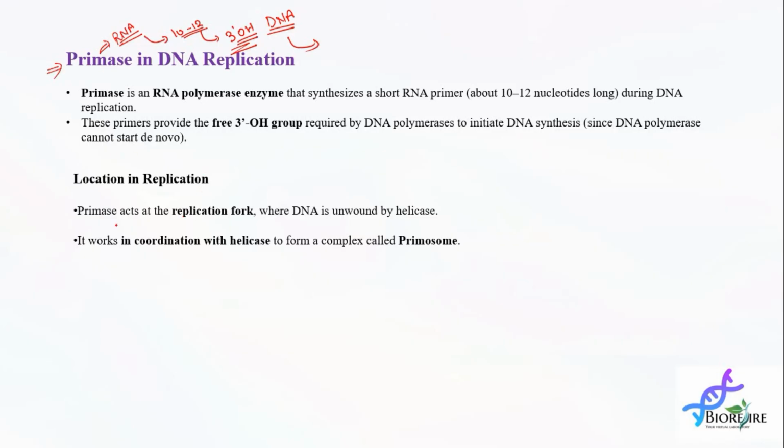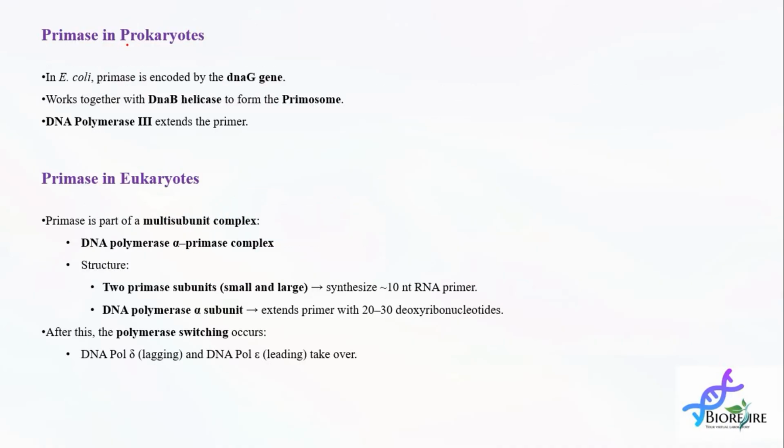Location of replication: primase acts at the replication fork where the DNA is unwound by the helicase. It works in coordination with helicase to form a complex like the primosome. Primase in prokaryotes: in E. coli, primase is encoded by DnaG and works along with DnaB. It is also helpful to recruit DNA polymerase 3 and extend the replication process.